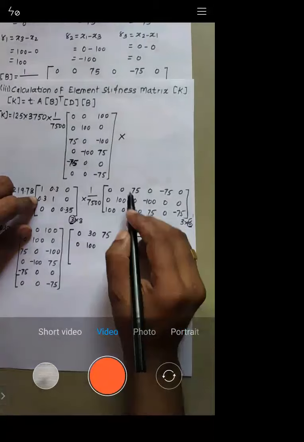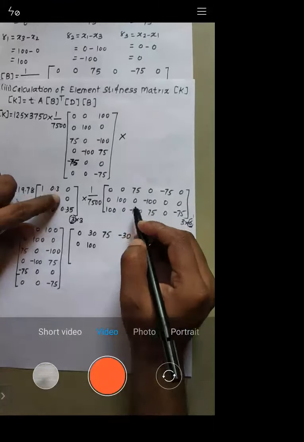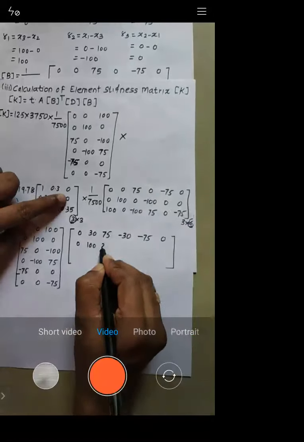0.3 into 75. Let me know. 22.5. Okay, 0.3 into 75 is 22.5. 1 into 0 is 0. 0 into 100 is 0. So you get here only 22.5.